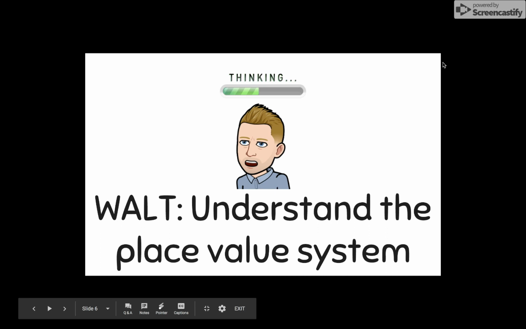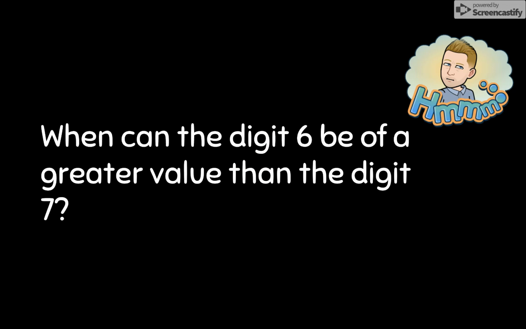Today we're learning to understand the place value system. Think about this. When can the digit 6 be of a greater value than the digit 7?